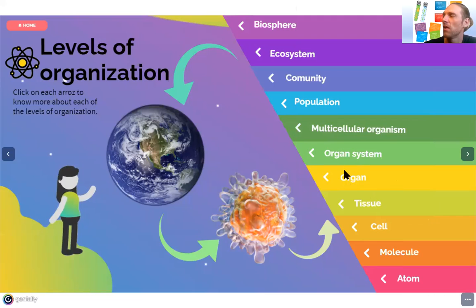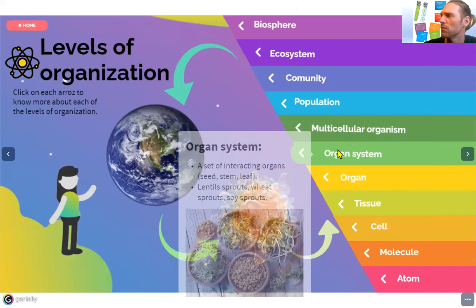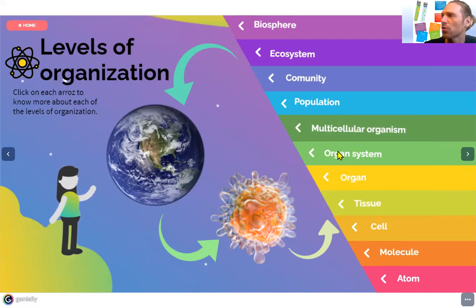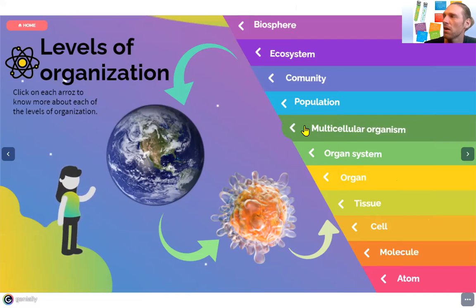organ system level, okay? You have nose, throat doctors, you have heart doctors, you have digestive system doctors. So this is really the franchise of medicine right here, okay?